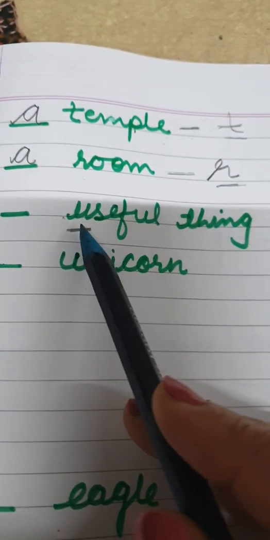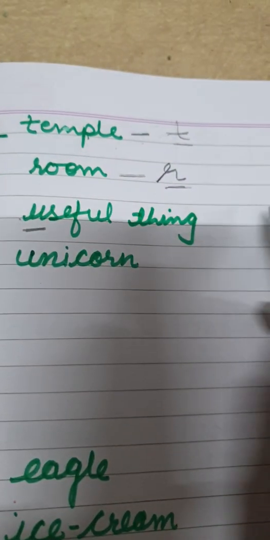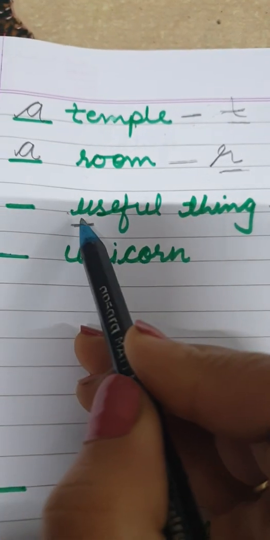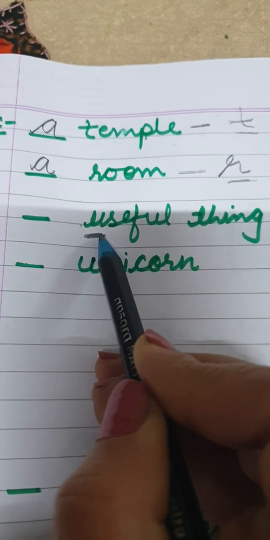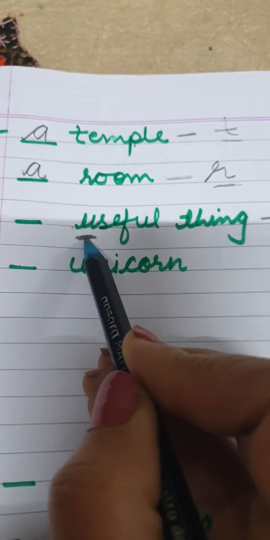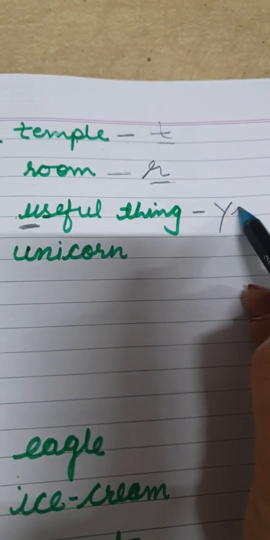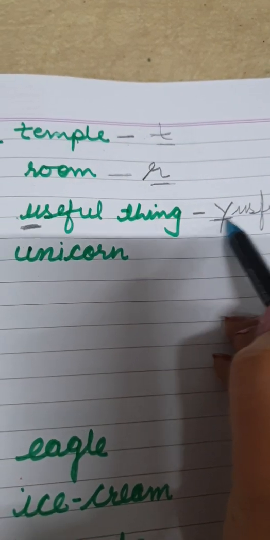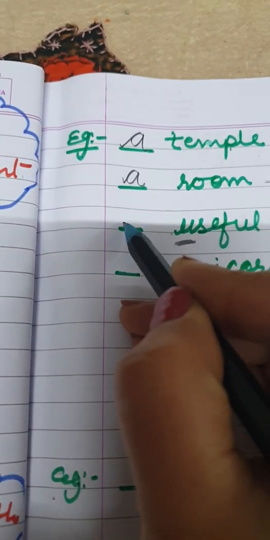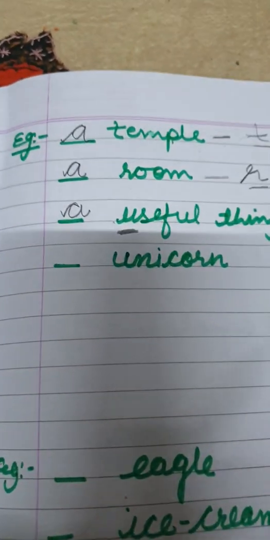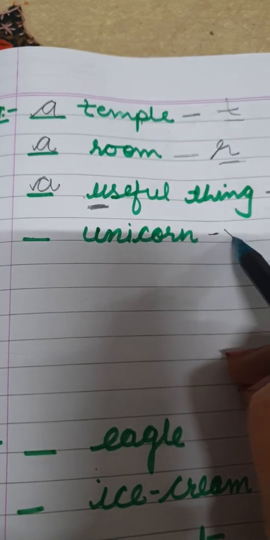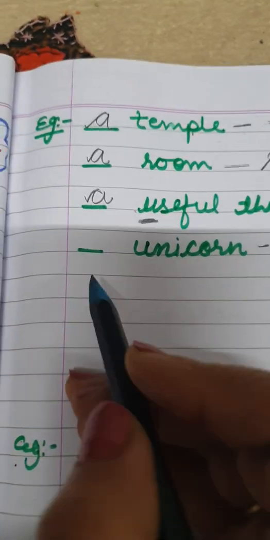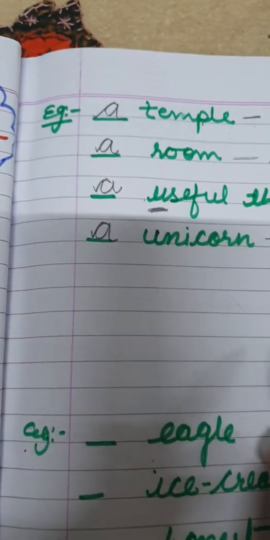Look at this example. Useful. U, and the sound of Y. Here kids, first letter is a vowel. U is a vowel, but here the sound is Yoo-seful. So sound is of a consonant, so here we are going to use a useful thing. Unicorn, sound is of Y. Again, sound of Y. Y is a consonant. So again we are going to use a unicorn.